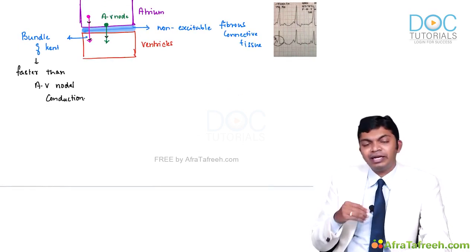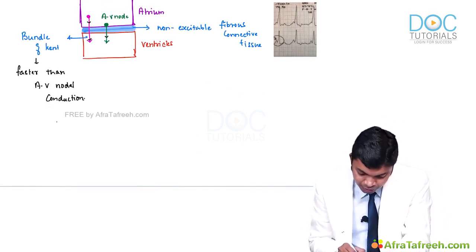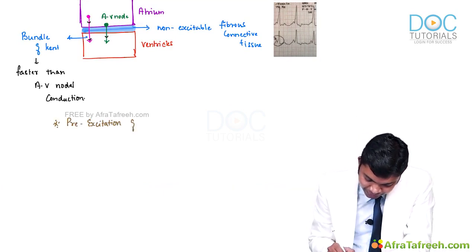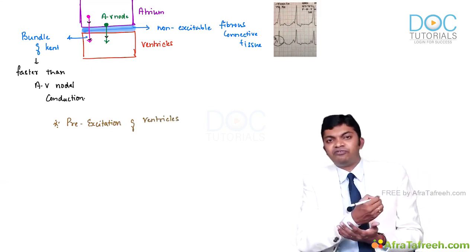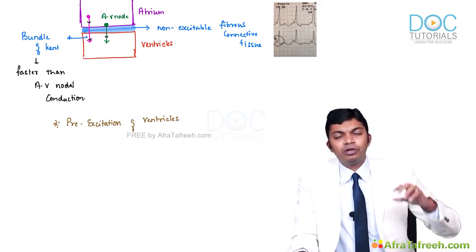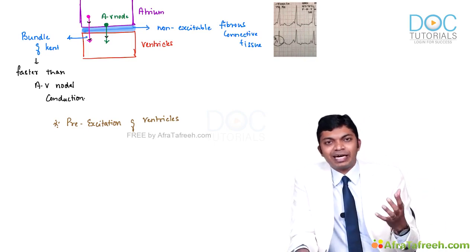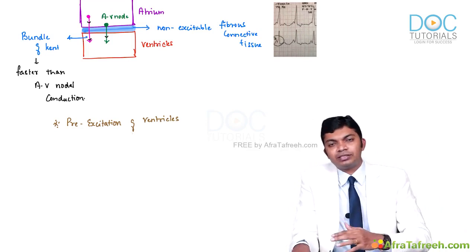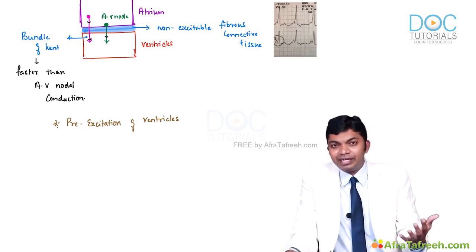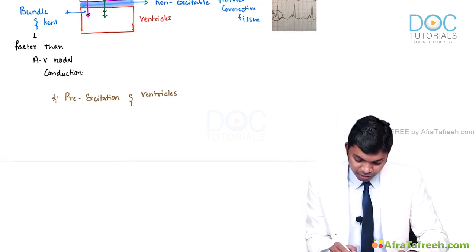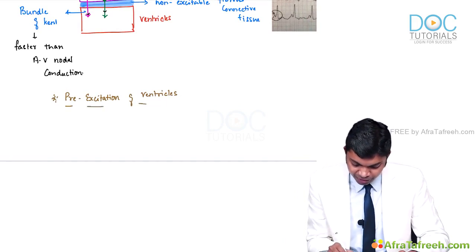Since bundle of Kent conducts current in a much faster velocity, there is going to be a prominent pre-excitation of ventricles, which means ventricles do not have to wait for AV nodal conduction to happen. Well before bundle of His and Purkinje fibers take current from AV node, bundle of Kent straight away gets the current to ventricles, right. Just because bundle of Kent takes the current to ventricle, it gets excited much early. So this leads to a condition called as pre-excitation of ventricles.